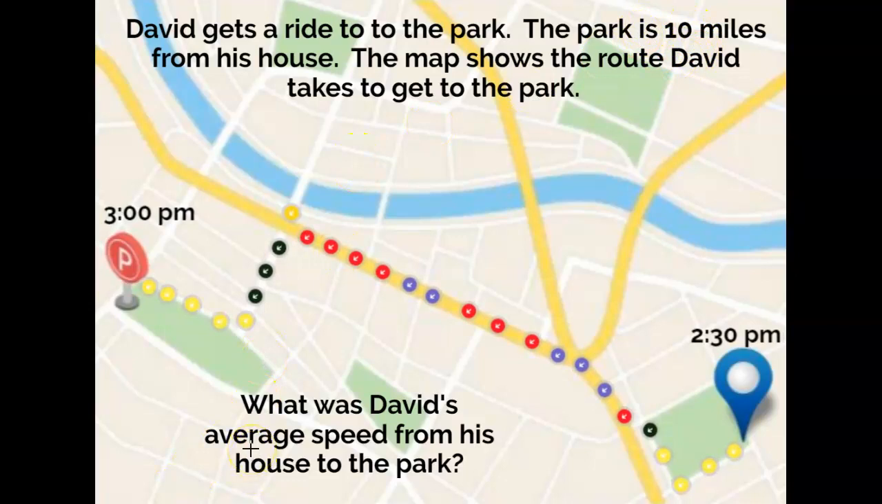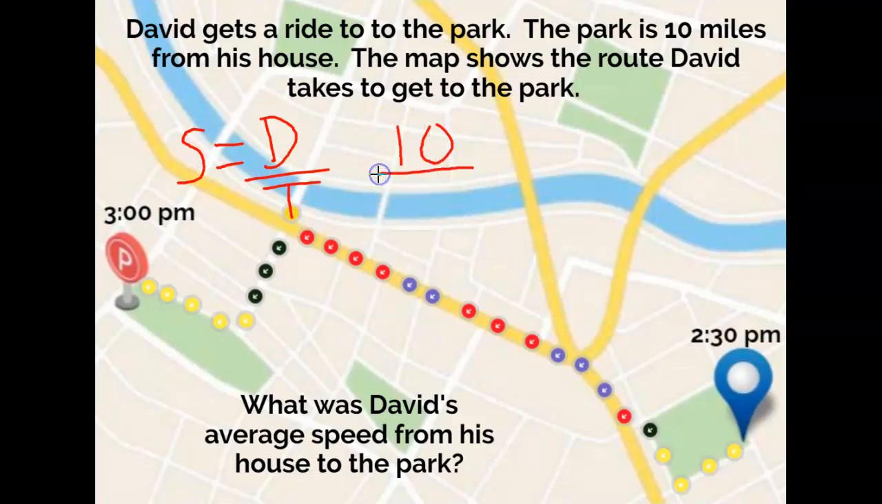Now, the first thing we have to remember is the equation for speed: speed equals distance divided by time. So in this case, our distance is 10 miles, and our time is 30 minutes. Now, this creates kind of a problem here, so we need to do a quick conversion. How many hours is 30 minutes? Well, you should know that in your head. That's 0.5 hours. So this actually equals 10 divided by 0.5.